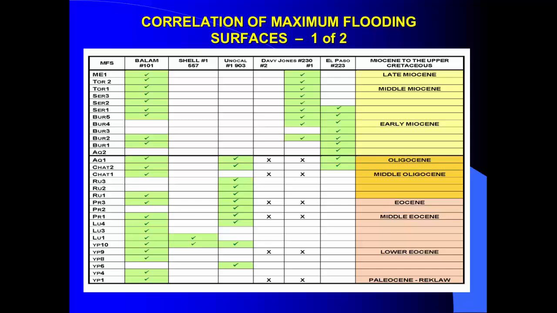We can make this correlation. These are the maximum flooding surfaces that we recognized. So in the late Miocene and the middle Miocene and the early Miocene, you can see we have the same maximum flooding surfaces in the Balm, and we have that in the Davy Jones. It actually goes up. We don't have them up here, but you can correlate them over to that. So this is the nice correlation that you can do based on maximum flooding surfaces.